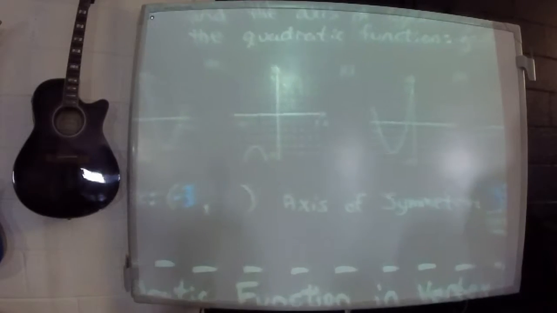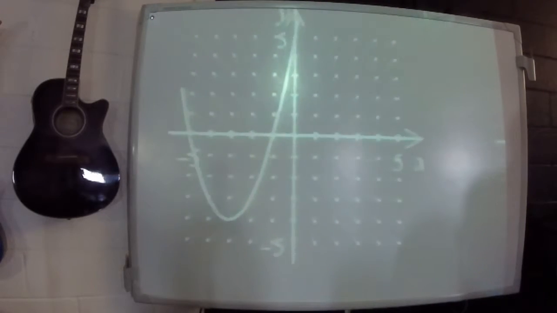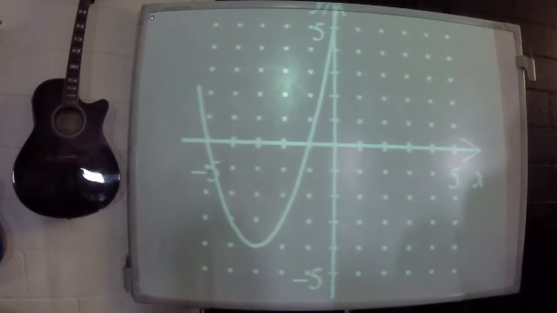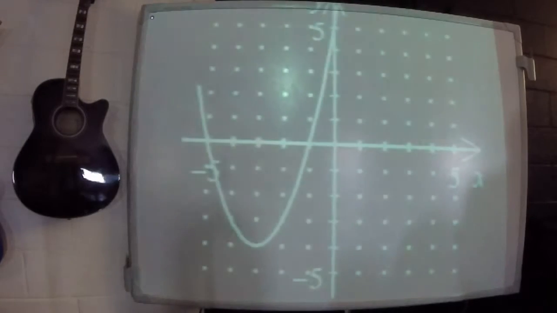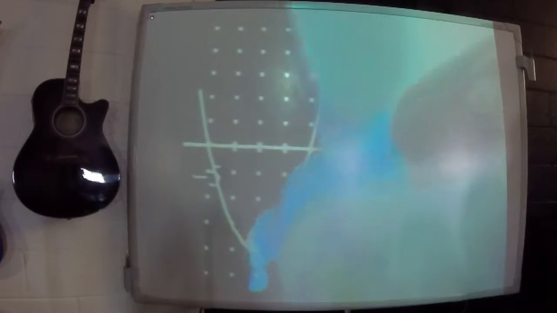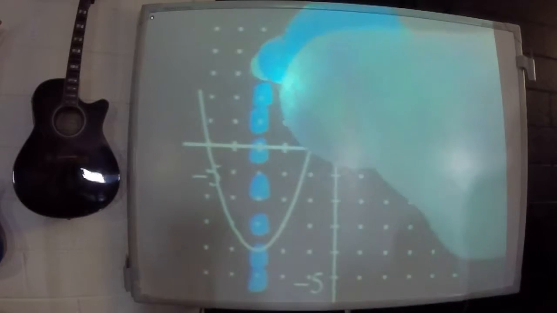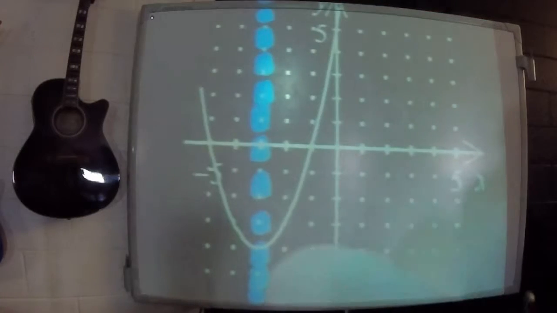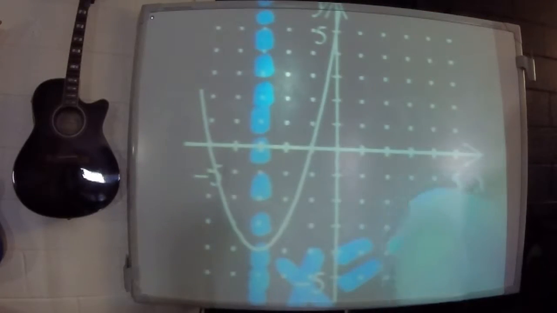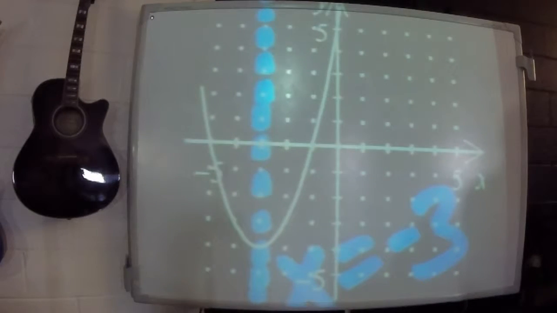C. Because it's the one that has the axis of symmetry. What I want you to do on C, though, is I want you to sketch the axis of symmetry where it goes, which is right here. You can do it either dotted or solid, I don't care. Just know that is the axis of symmetry, and it is x equals negative 3. All right, there's my axis of symmetry.